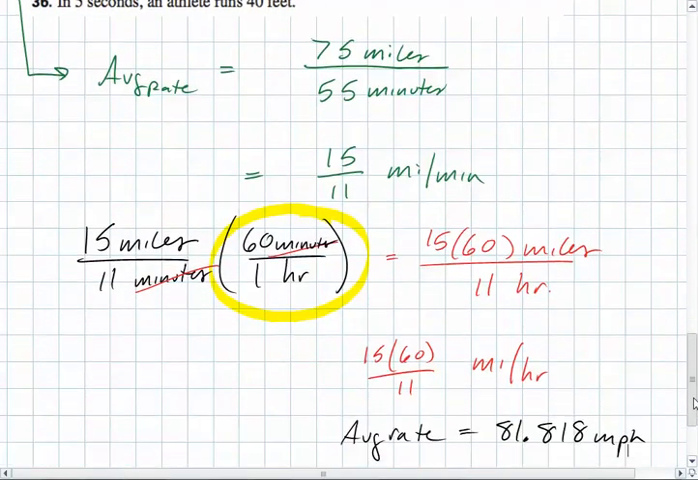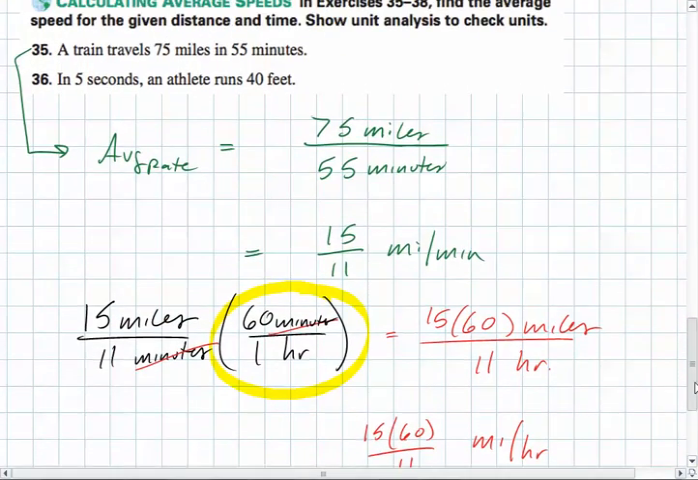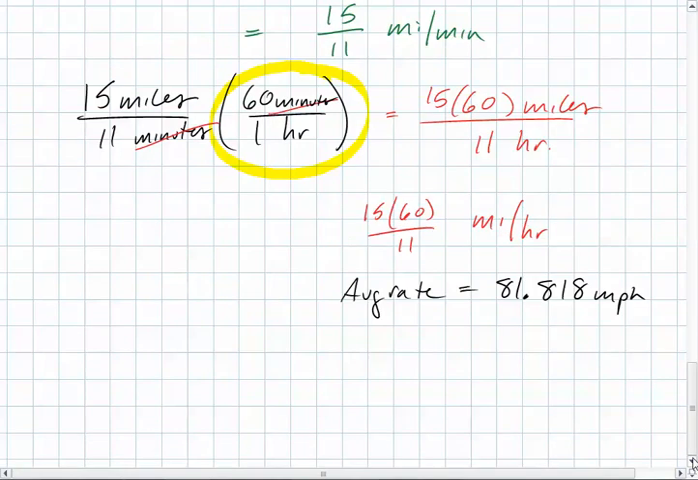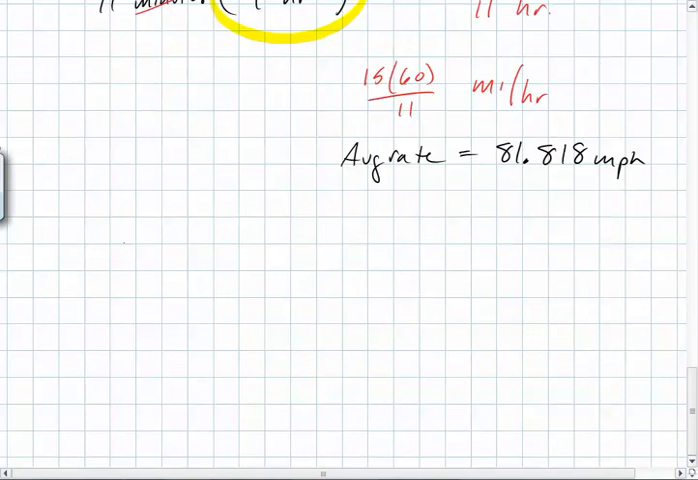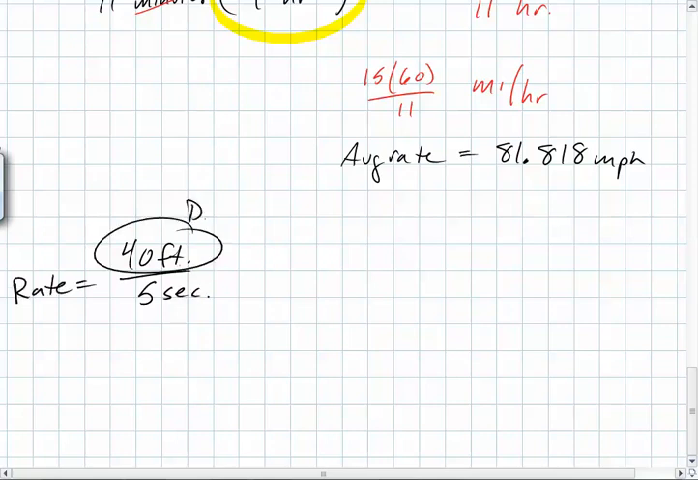So the next one, though, is an athlete runs 40 feet in 5 seconds. 40 feet in 5 seconds. That's the average rate, because this is the distance over the time. Well, 40 over 5 is just 8 feet per second. And we're going to keep it like that because feet per second is a pretty common unit of measure for velocity.